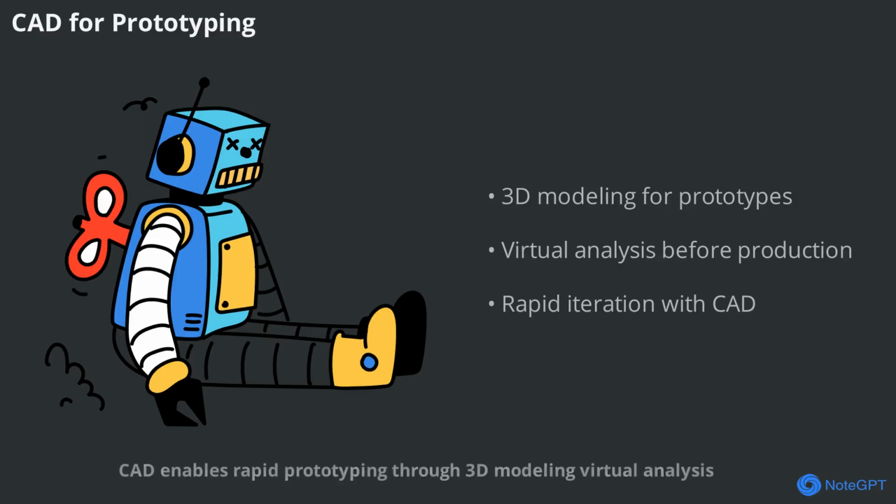CAD enables rapid prototyping through 3D modeling, virtual analysis, and physical production. Models are analyzed for stress and performance before printing or machining. 3D printing produces prototypes quickly, while CNC machining creates metal parts. Feedback from prototypes is used to refine designs, leveraging CAD's parametric capabilities for fast iterations.